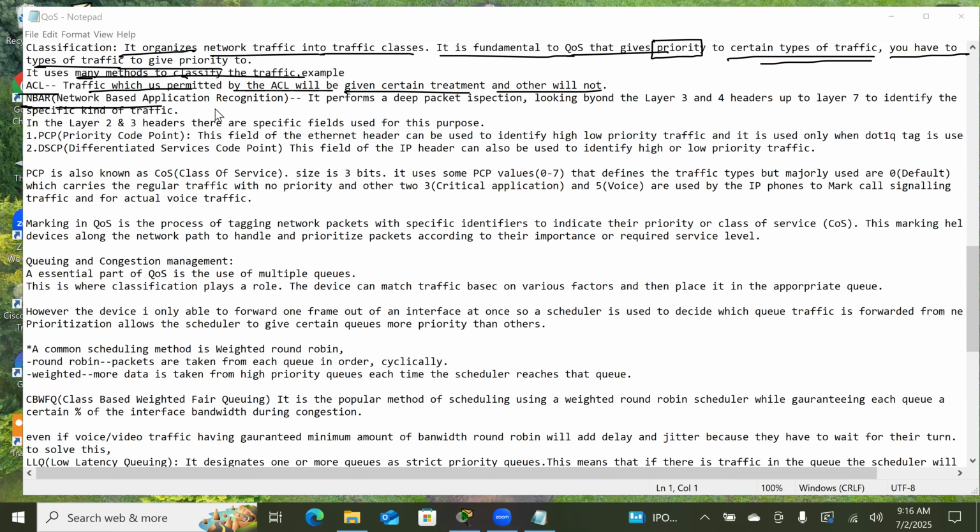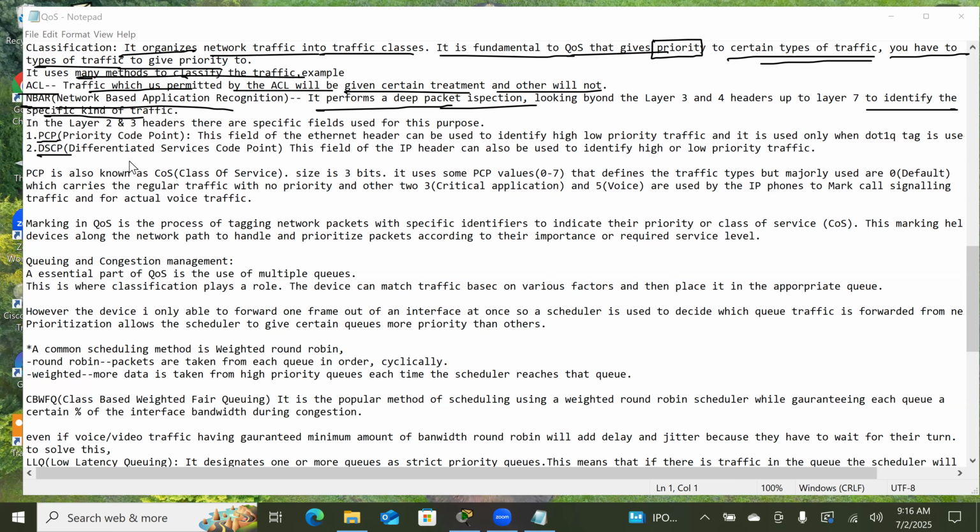The second method is NBAR, that is network-based application recognition. It performs deep packet inspection. It's going to perform deep packet inspection not only up to layer 3 and layer 4, it's going to check up to layer 7, to identify the specific kind of traffic. So when it reaches layer 3 and layer 4, it will find two fields. One is PCP and second is the DSCP.